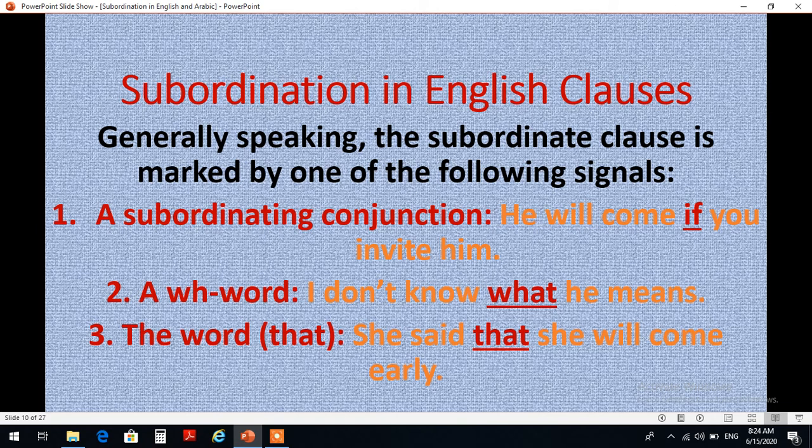Number 2, a WH word, which can be a relative clause, the clauses that begin with one of the relative pronouns that we call a relative clause. For example, we say I don't know what he means. Or another signal is the word that. She said that she will come early.